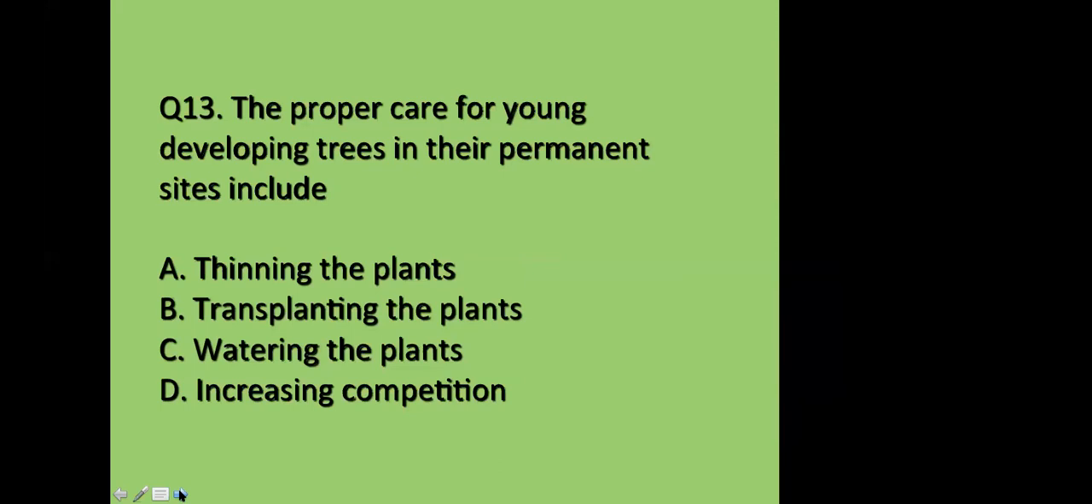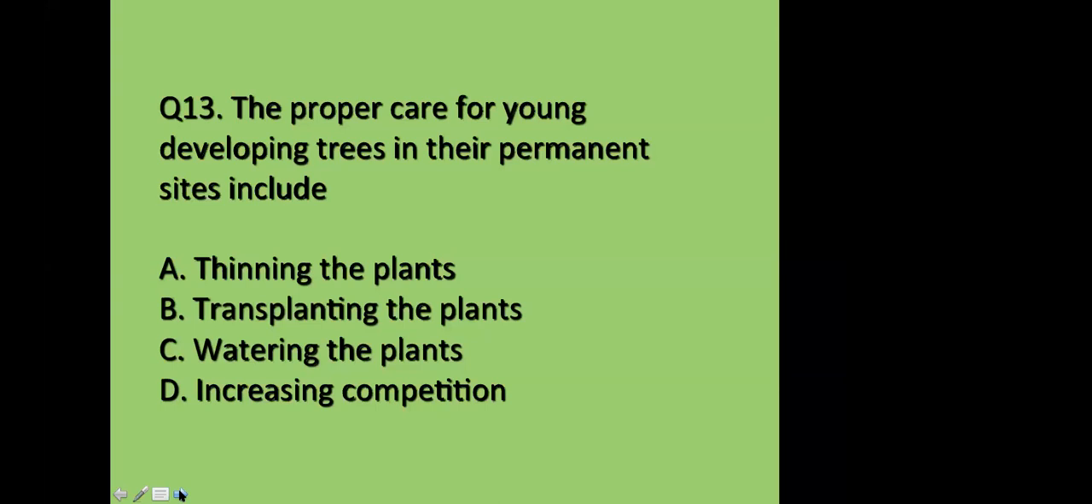Yes, ma'am. Okay. So the right answer for this question is option number C, watering the plants. Whenever there is a young developing tree, you have to water the plant on right timing. Okay. Thinning of the plants is not the proper care for the young things. Thinning is done in order to give space to the other plants to develop, but it is not the thing to take a proper care of that.